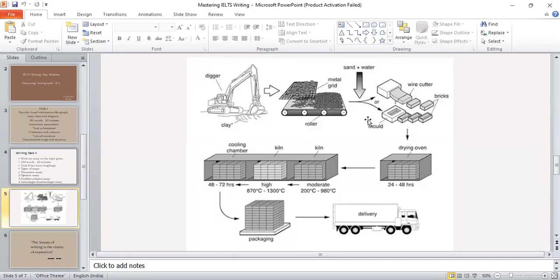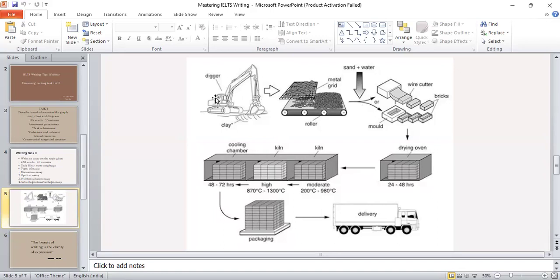So make sure you do not miss any single word given in the question. Wire cutter, bricks, mold, drying oven, and time is mentioned here. Temperature is mentioned here. Again, time is mentioned here. Packaging, delivery. So it is very important. Words given here are also very important as the graphical representation of images. So both words and images should be understood very carefully.